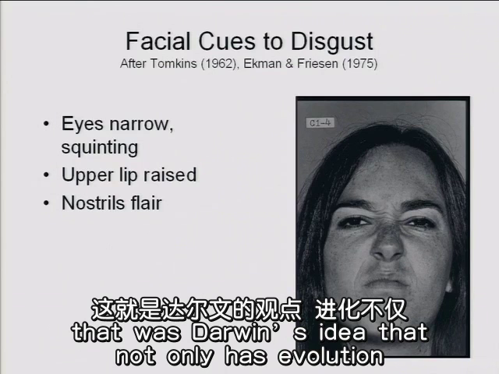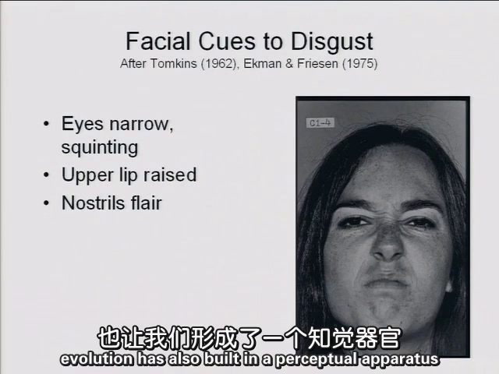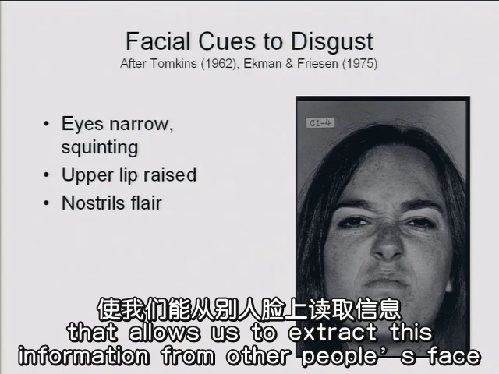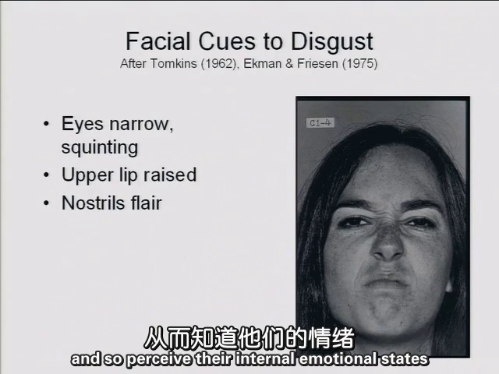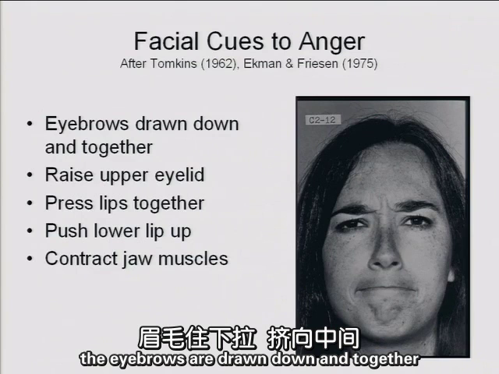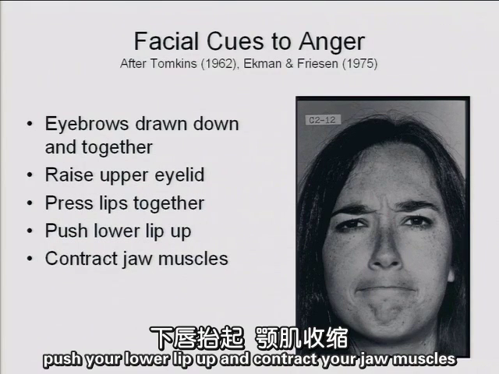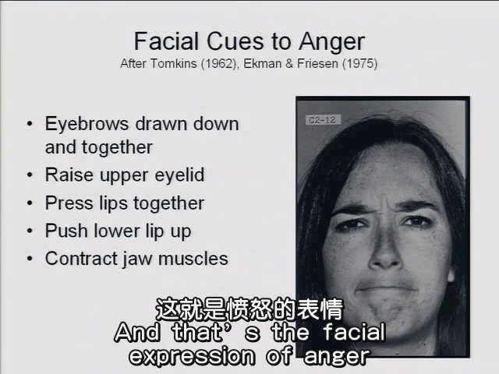That was Darwin's idea, that not only has evolution built into us an apparatus for expressing our emotions on the face, evolution has also built in a perceptual apparatus that allows us to extract this information from other people's faces and so perceive their internal emotional states. And then finally anger, okay? The eyebrows are drawn down and together, kind of a scowl. You might raise the upper eyelid a little bit, press your lips together, push your lower lip up, and contract your jaw muscles, and that's the facial expression of anger.